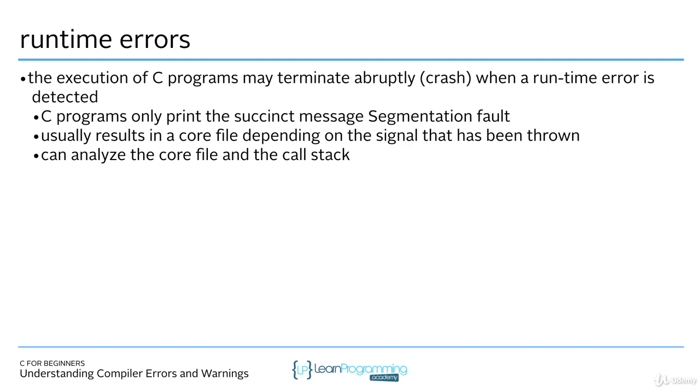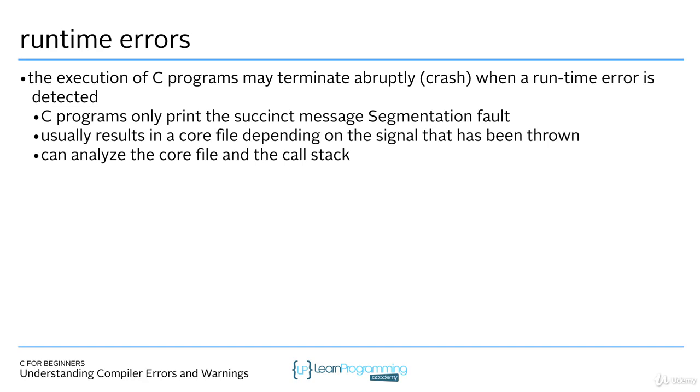It's when the program is running and you have some kind of logic error. So the execution of C programs may terminate abruptly with a crash when a runtime error is detected, something it can't handle. There's a memory corruption, like I mentioned. Out of bounds errors usually cause programs to crash. Usually what you'll see is segmentation fault, and segmentation fault doesn't really tell you anything.